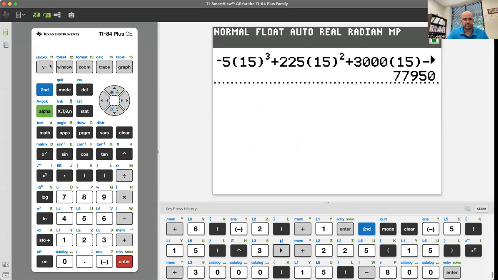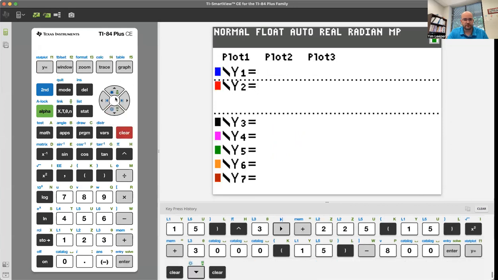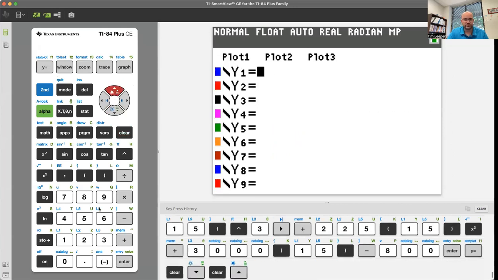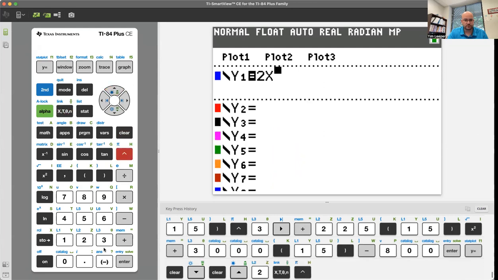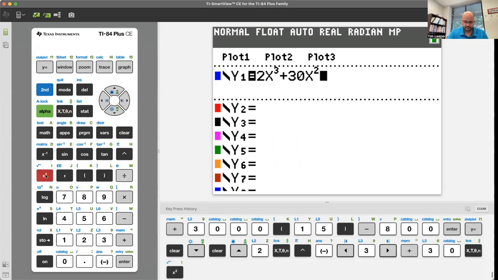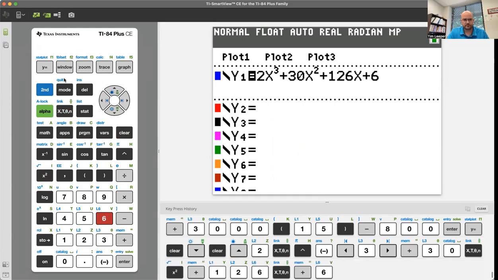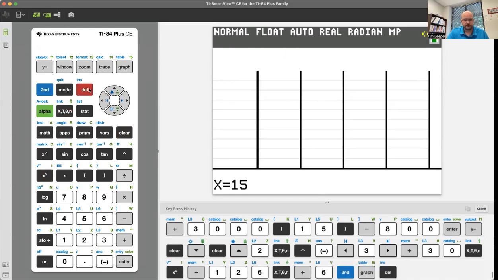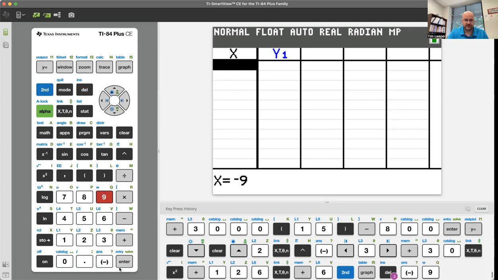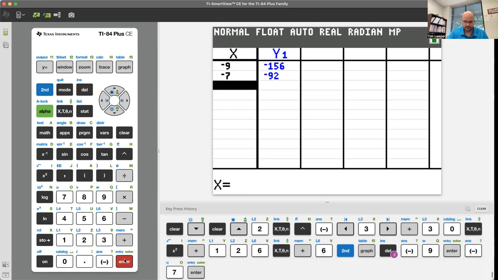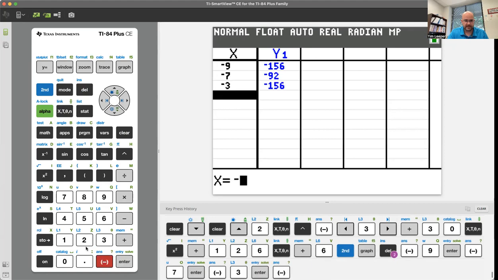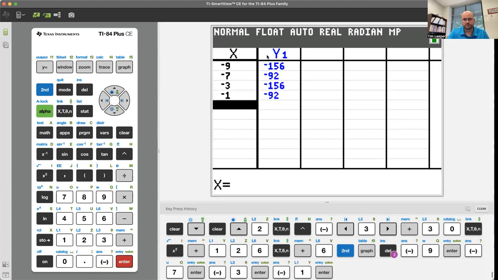So if I go to the calculator, go to y equals, clear anything in there. In y1, I'm going to type in the original function 2x cubed plus 30x squared plus 126x plus 6. And then if I go to the table, the values I care about are -9, -7, -3, and -1. Good deal.